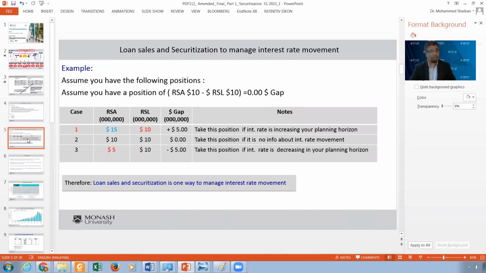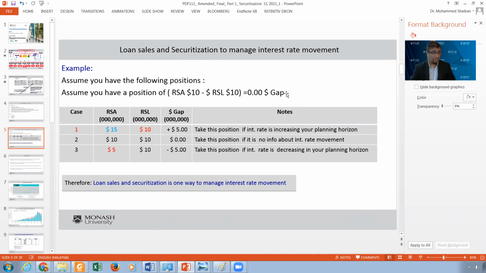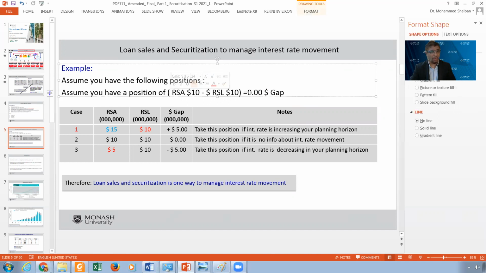Look at the interest rate risk and managing it through securitization. Now, assume you have this position: risk-sensitive assets of 10 and risk-sensitive liabilities of 10. Think about the repricing model. The repricing model will tell me to calculate first the gap, and then multiply the gap by the changes in the interest rate to get the impact on the net interest income. Now, here I have a zero gap, and I am very neutral now.